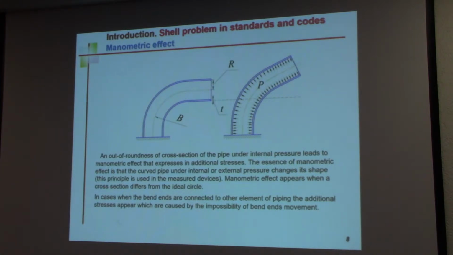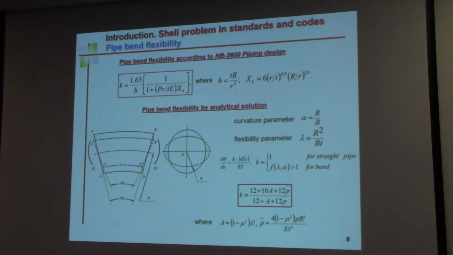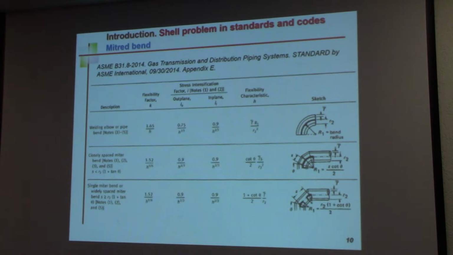Also, in our opinion, we have to account for the manometric effect. This effect comes from bend analysis. When a bend under pressure wants to become a straight one, it changes its form. So if we have a shell with geometric defects, it will also have this manometric effect. Also, we have to account for pipe flexibility, and now I will talk about the mitred bend.